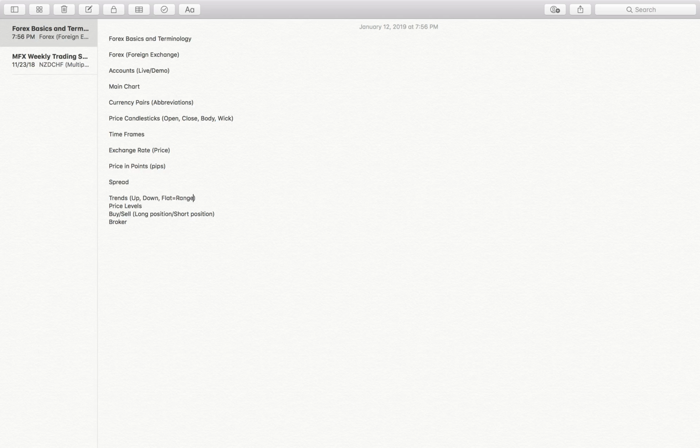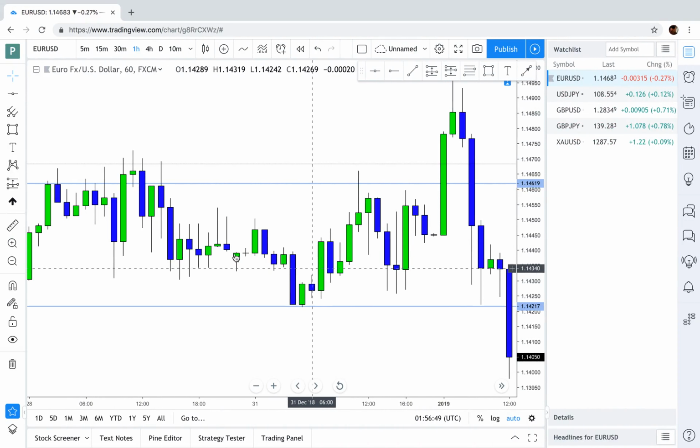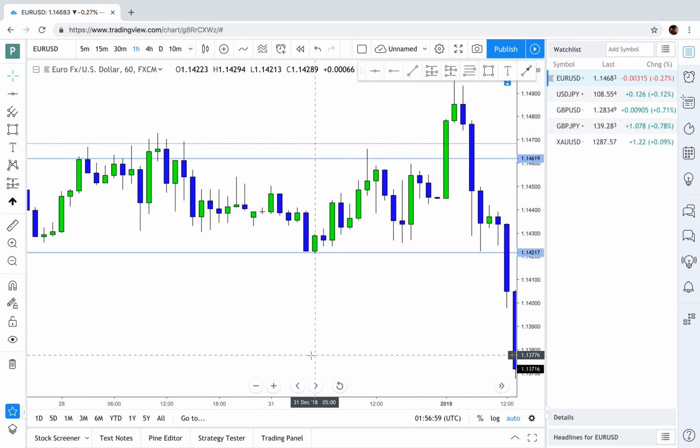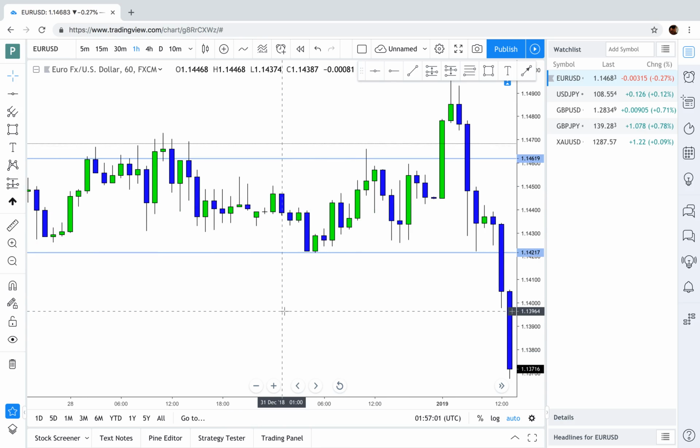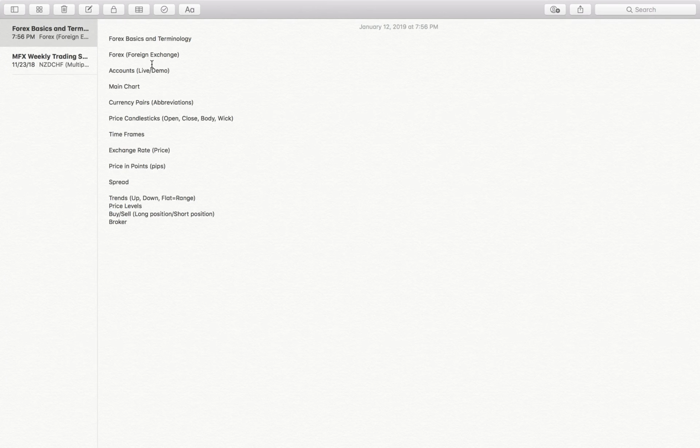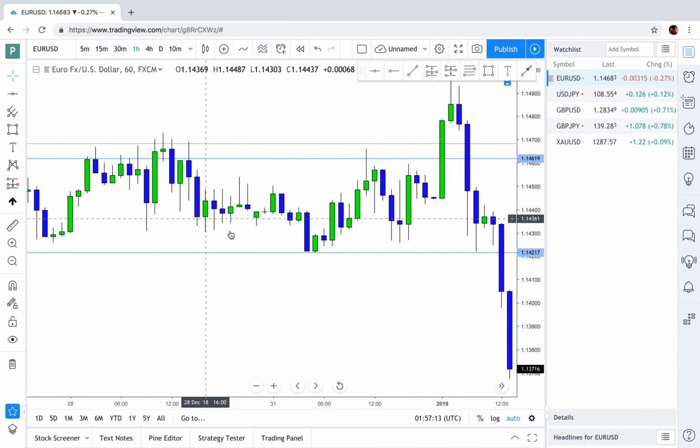Whenever somebody asks you, hey man, what's Euro USD doing right now, and it's just going sideways, you can say, oh hey man, it's ranging, price is ranging, price is going sideways, price is flat, price is not in a trend, it's not in an up or down trend, it's just going sideways. So make sure you write that down in your notes. All of this stuff I've just put the basics in here so that you have something to write down, or if you're taking notes on your computer or phone, this is just all the basics and you can put all your notes off to the side. But up, down, and flat and ranging.